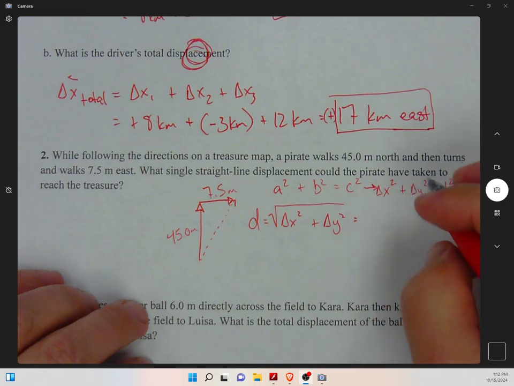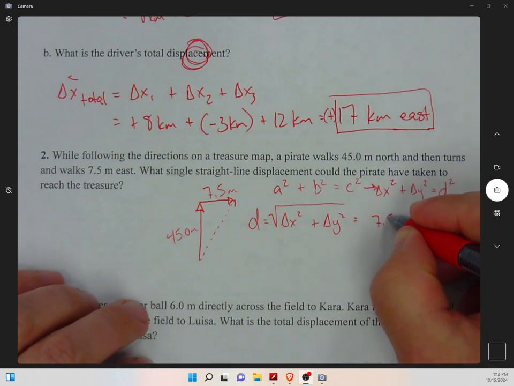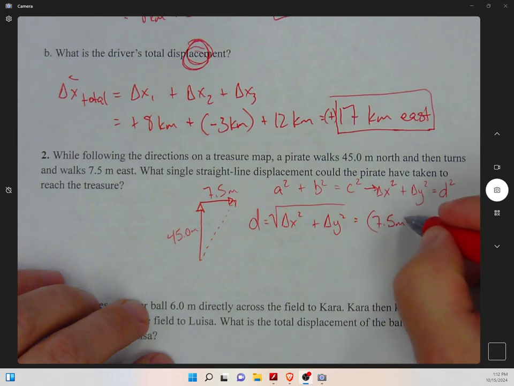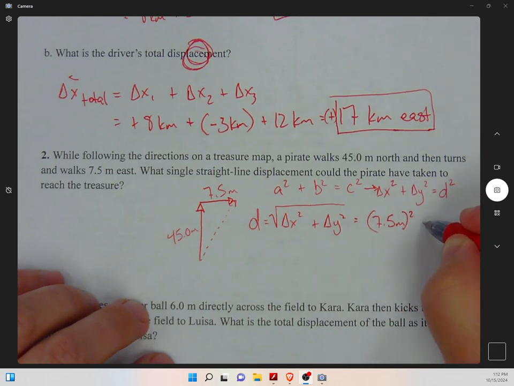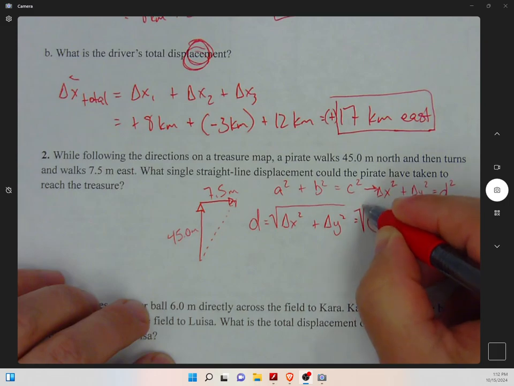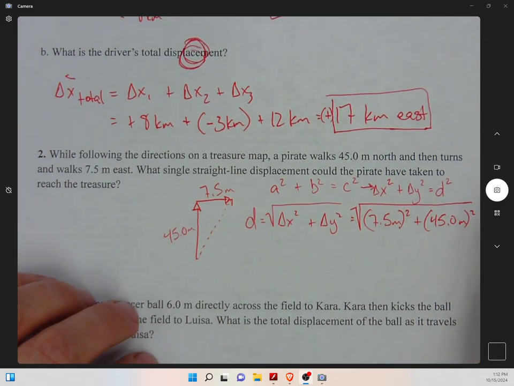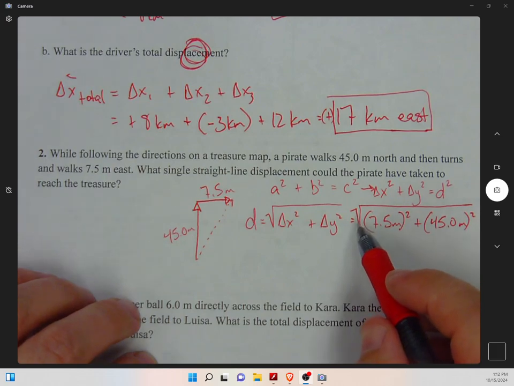which ends up being 7.5 squared plus the 45 squared. Again, don't forget that radical. If you get one of these calculations wrong, it's probably going to be because you forgot to write a little square or you forgot to write the radical.